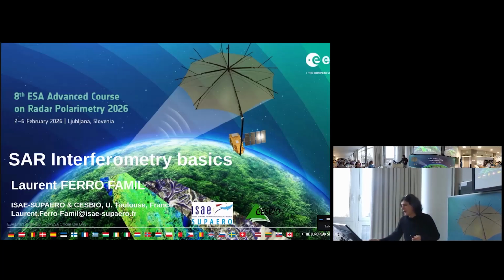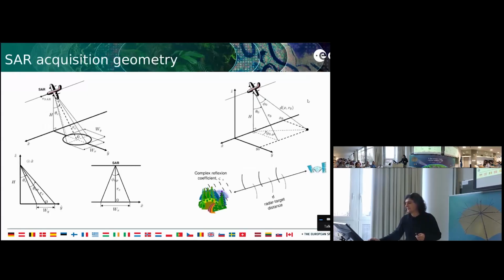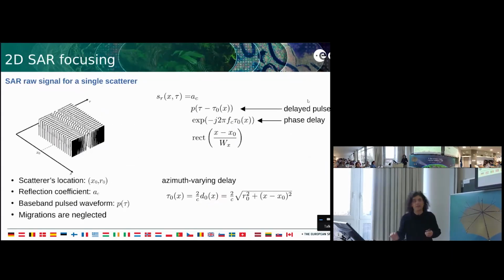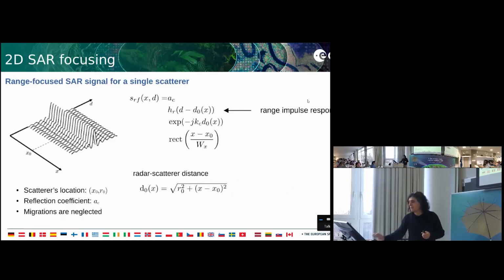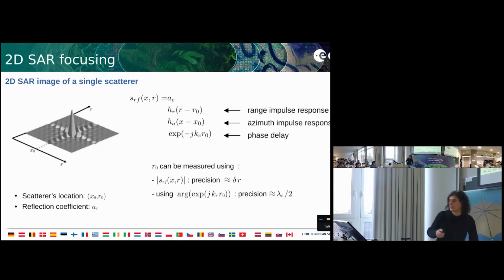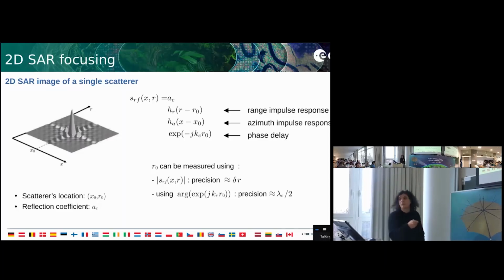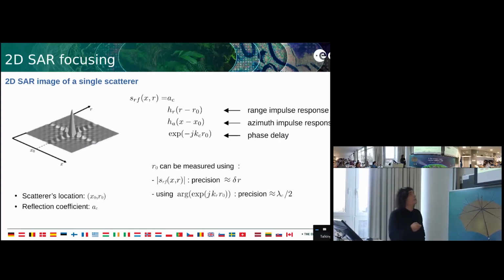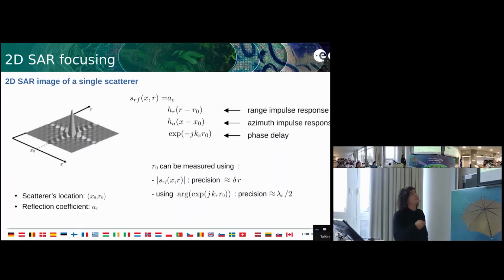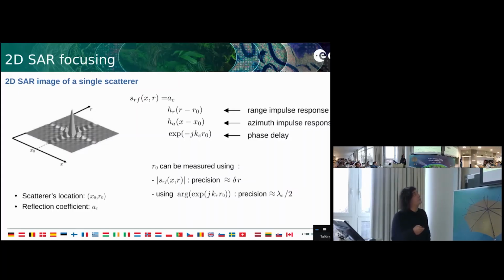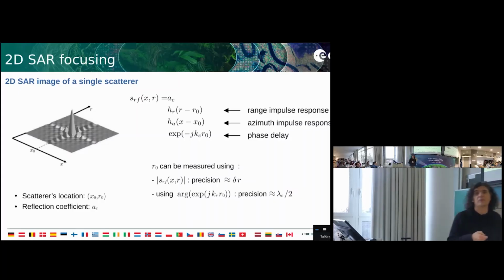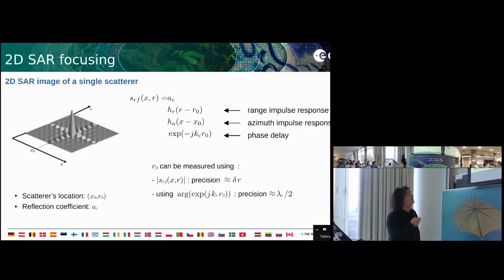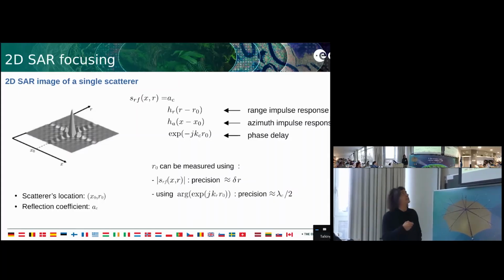So, SAR interferometry basis, what did we see yesterday? We started with the very basics of SAR focusing. We ended up with this very well-known expression when you have a scatterer located at a given location in range and azimuth, which is the coordinate system of a SAR acquisition. You have a response proportional to the reflectivity of the scatterer, located at this coordinate R0, X0, and through an impulse response, also called an ambiguity function in radar terms, which generally has a sinc shape.